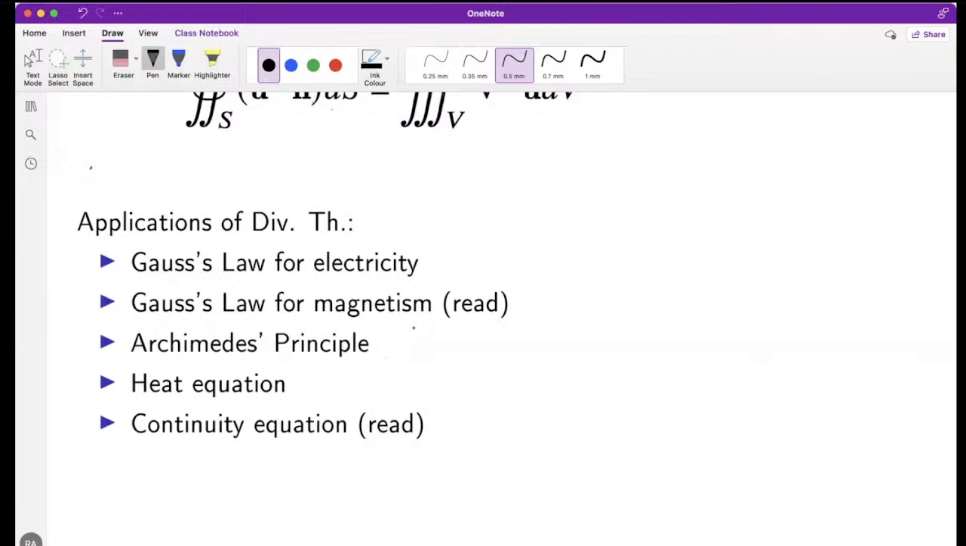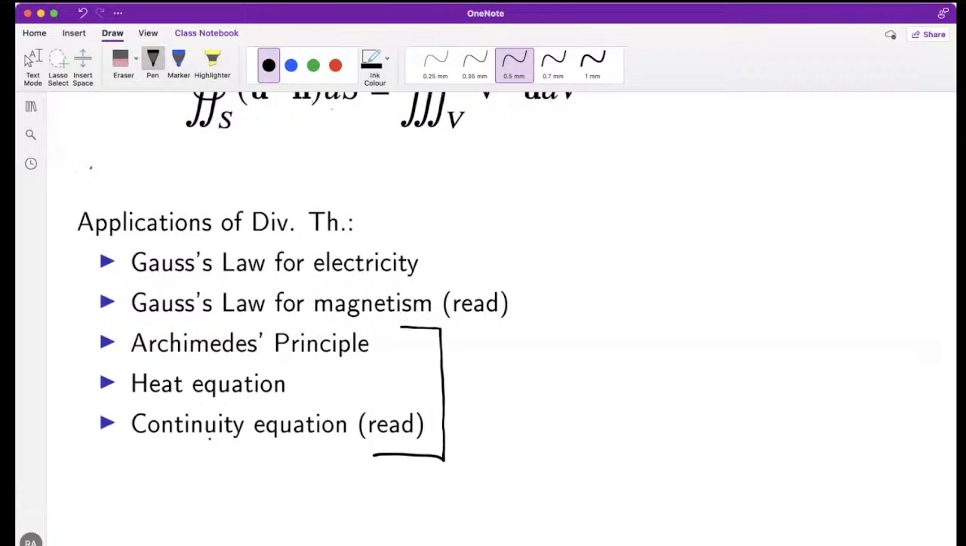The first two, which are for physics of electricity and magnetism, for the purpose of this semester, you don't have to really learn that. We just focus on the last three. So I expect you to be able to understand, for all these three here, Archimedes, heat, and continuity, how they are being derived.